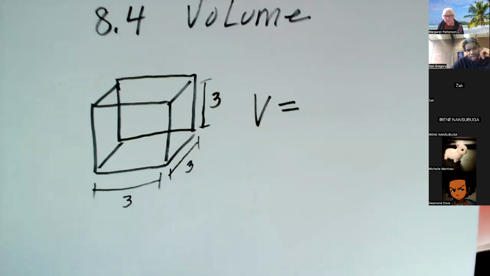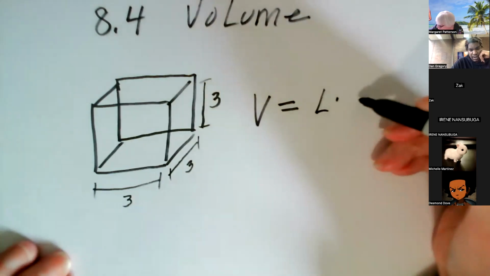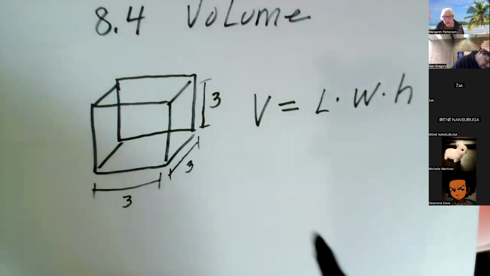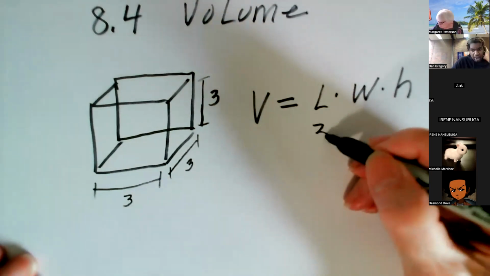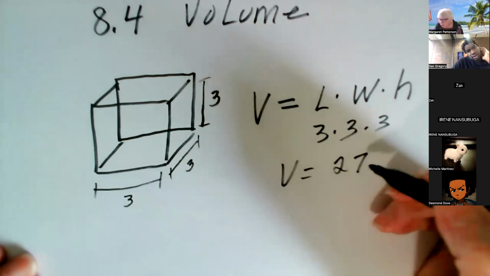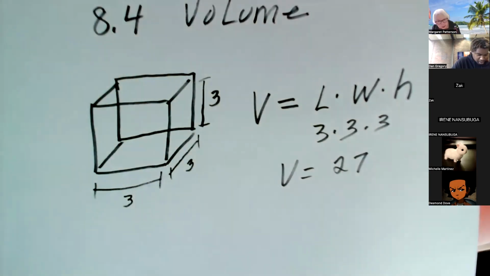Base times width times height. You've got it, except they'd probably use length, width, and height. It's 3 times 3 times 3. So it's 3, 3, 3. The volume would be 9 times 3 is 27.